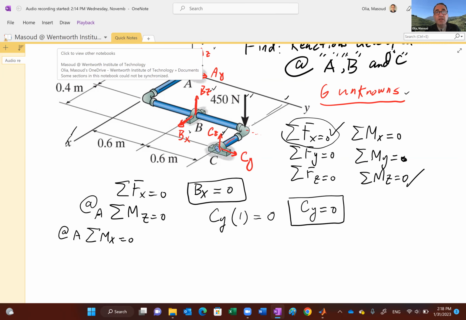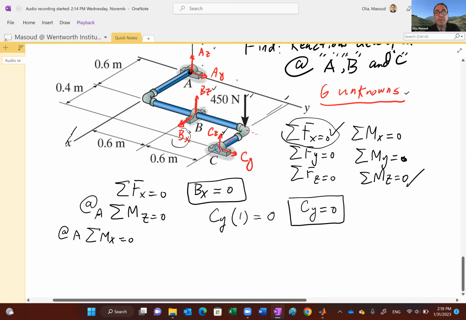Again, A sub z and A sub y are right on the axis, so they don't have any moment. Forces that are parallel to an axis, or that go through the axis, don't have any moment. First of all, B sub x is 0, so it doesn't matter. C sub y passes through the x-axis, so it doesn't have any moment. That leaves you B sub z, C sub z, and the 450.